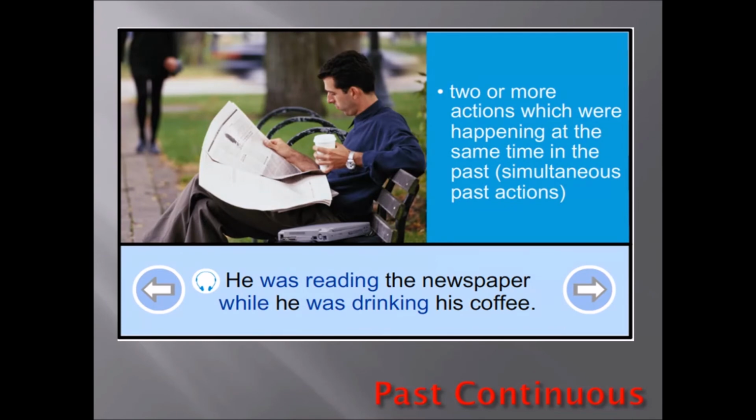He was reading the newspaper while he was drinking his coffee. Now we have two or more actions which were happening at the same time in the past. Simultaneous past actions. So this man was doing two things while sitting. He was reading and drinking his coffee.